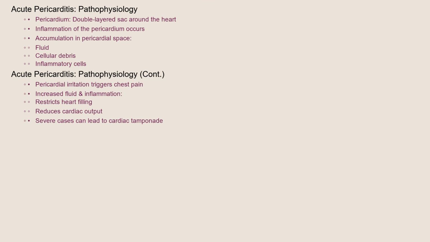To understand the impact of acute pericarditis, we need to delve into its pathophysiology. The pericardium, a double-layered sac surrounding the heart, becomes inflamed. This inflammation leads to the accumulation of fluid, cellular debris, and inflammatory cells within the pericardial space. This process directly irritates the pericardial layers, triggering chest pain.